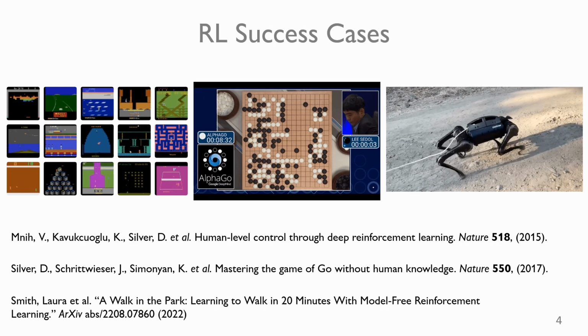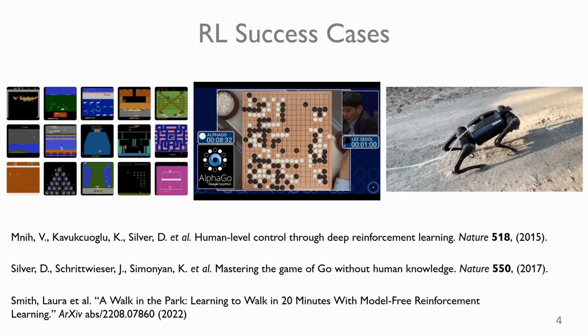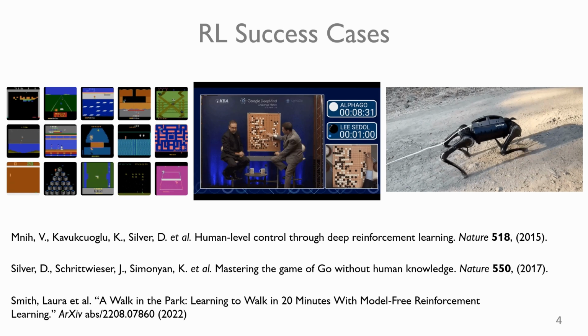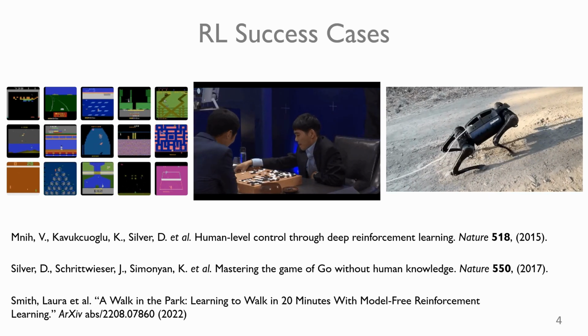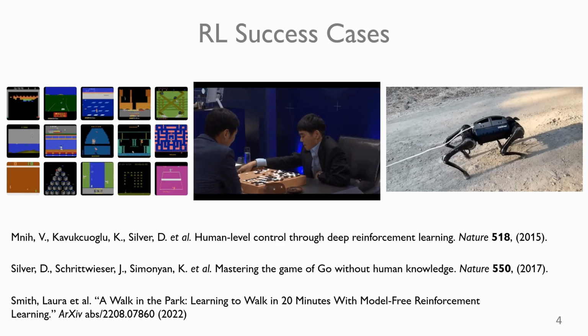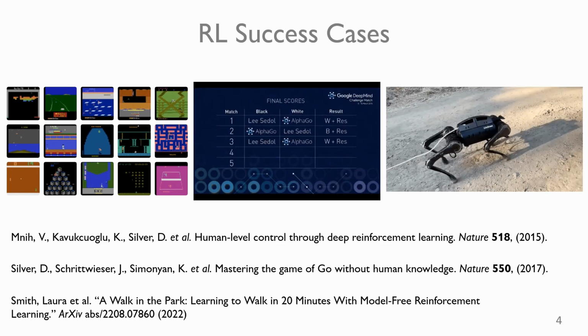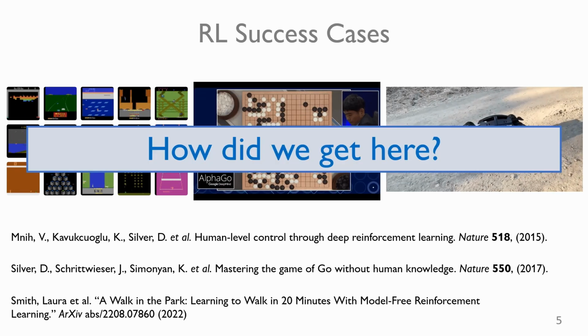This brings us to many success cases of RL in different domains, such as reaching human-level control in Atari games, beating the world champion of the complex game of Go, and making a robot learn to walk in under 20 minutes of training. But how did we get here?